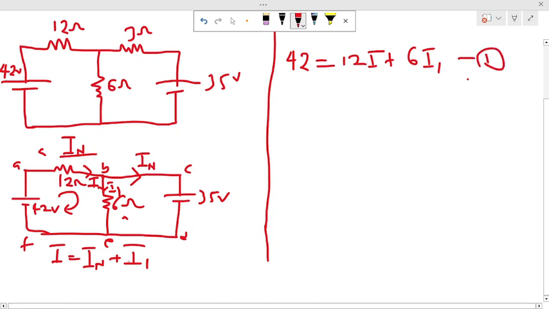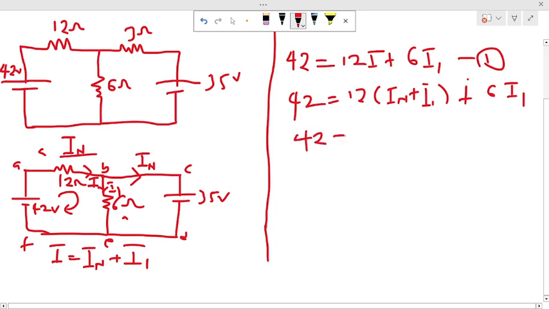Now we can replace this I by In plus I1. So we get 42 is equal to 12 In plus I1 plus 6 I1. So we can get 42 to be equal to 12 In plus 18 I1. So let's represent this by equation 2.